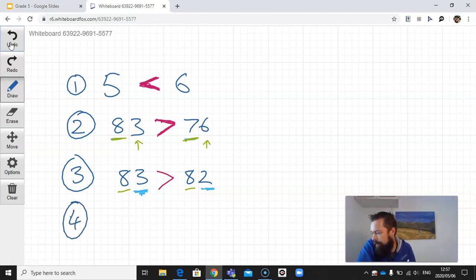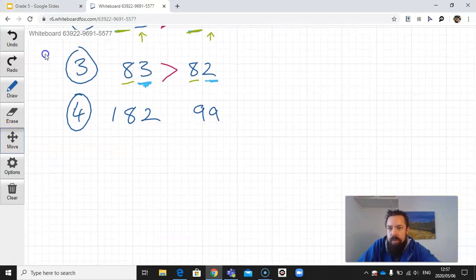Number 4, 182 and 99. Again, this might seem like a simple question to look at. Probably most of you would be able to look at that and realize that the one is bigger than the other. But what I'm going to do is just practice now using something different, but looking at our way of going through it, our process to find out. So I'm going to see what the biggest thing is.